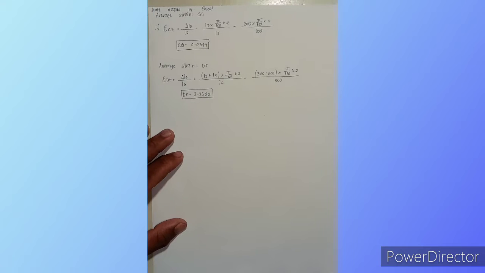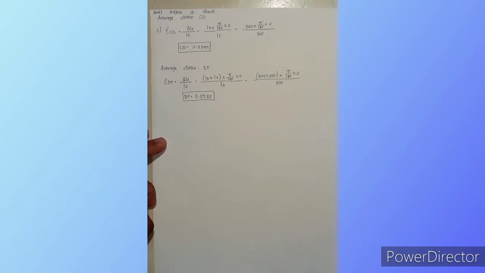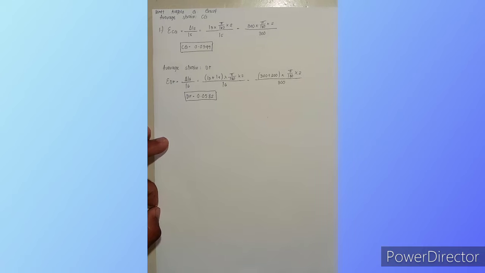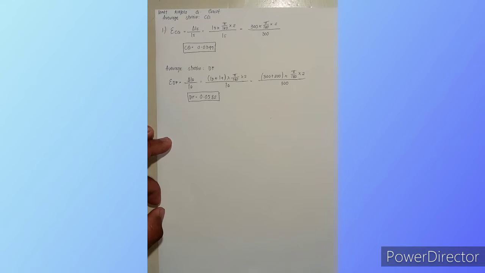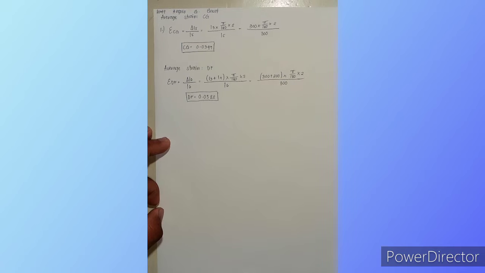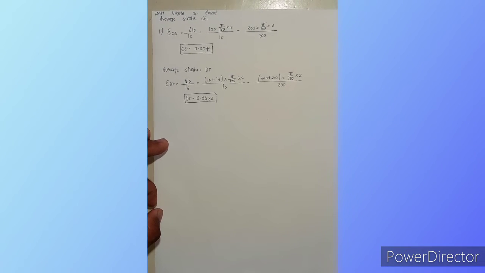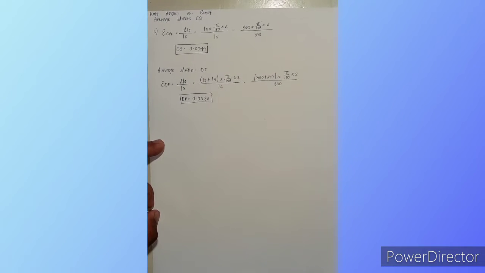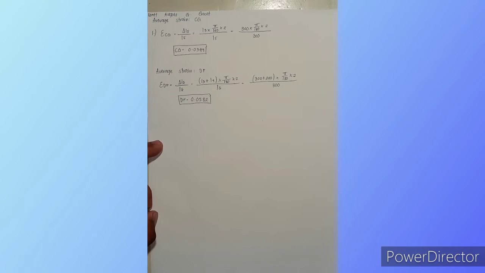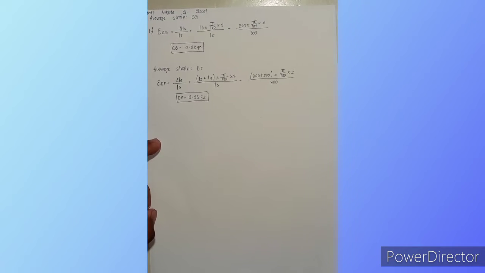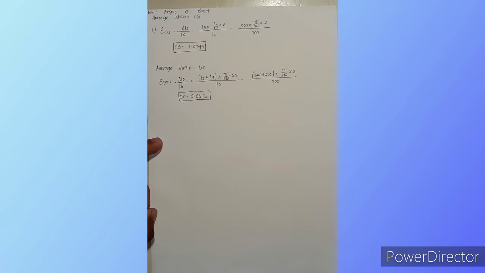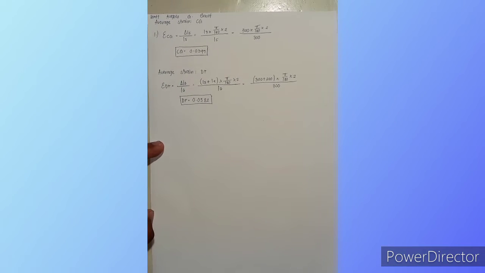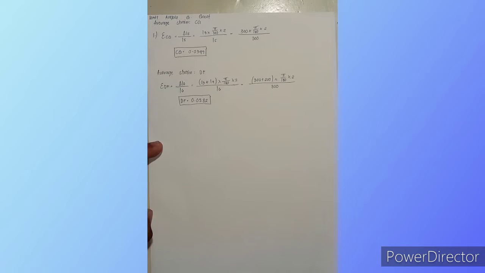So, getting the average strain of DF, delta L6 all over L6 is equal to the quantity of L3 plus L4 times pi all over 180 times 2 all over L6, which is 300, our L3, plus 200, our L4, times pi all over 180 times 2 all over 300, which is our L6. So, getting DF, our DF is equal to 0.0582.